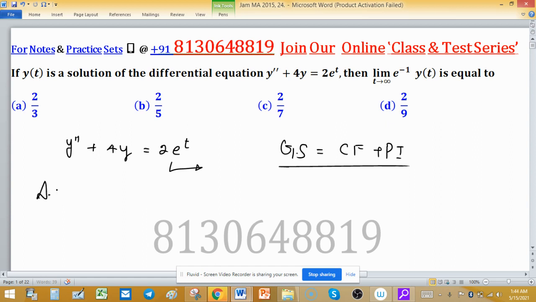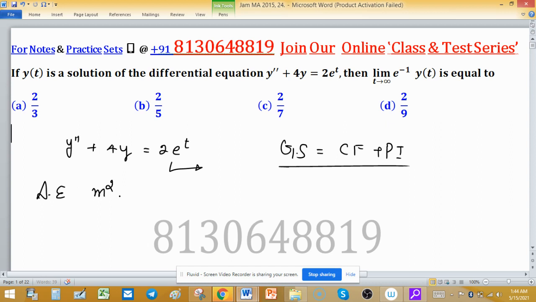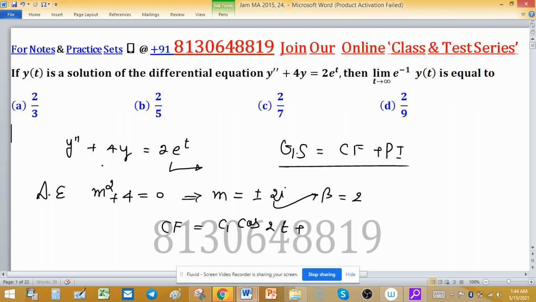To find the complementary function, we are going to write the auxiliary equation for this differential equation in terms of m. So m square plus 4 is the auxiliary equation, and the roots of this auxiliary equation are m equals plus minus 2i, meaning purely imaginary roots. So the complementary function will be c1 cos 2t, because the value of beta is 2, in terms of t, because the independent variable of this differential equation is t, plus c2 sin 2t. This is the complementary function.